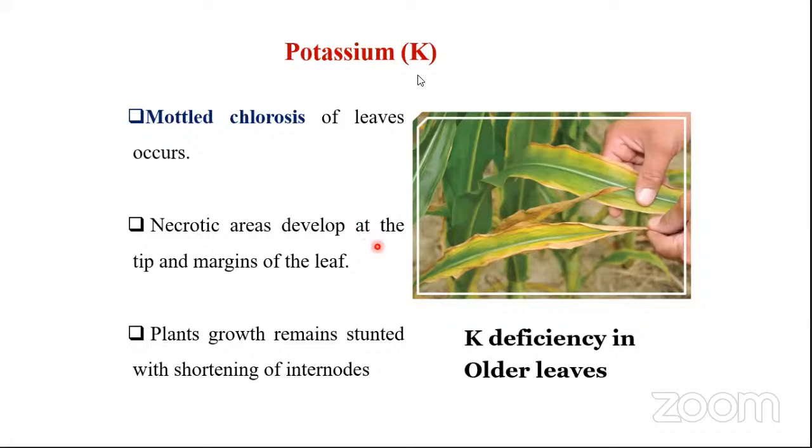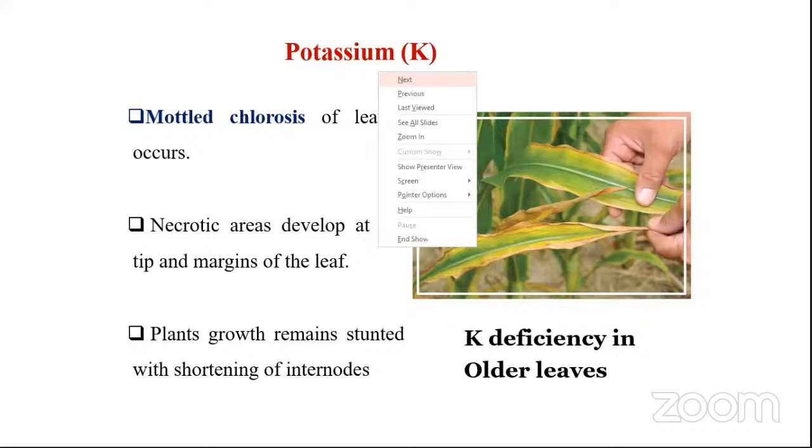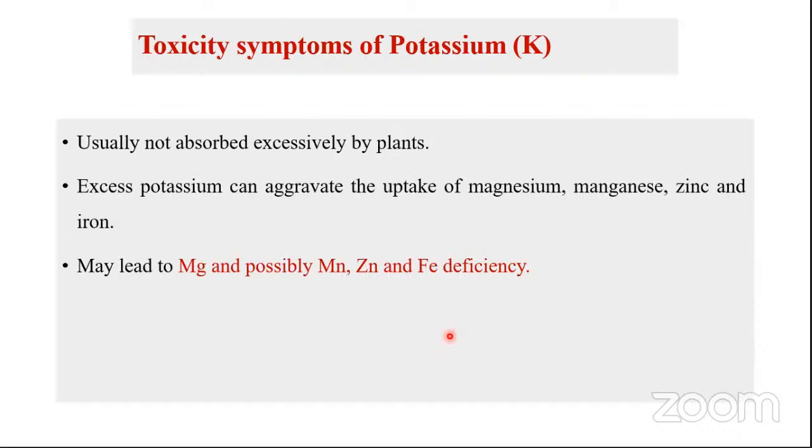Internodes are shortened. And now the toxic symptoms: a high amount of potassium may lead to magnesium, manganese, zinc and iron deficiency. This is called the toxic symptoms of potassium. You can see reduction in magnesium, manganese, zinc, and iron due to excess.